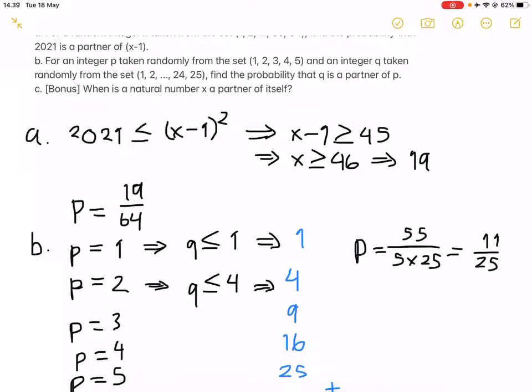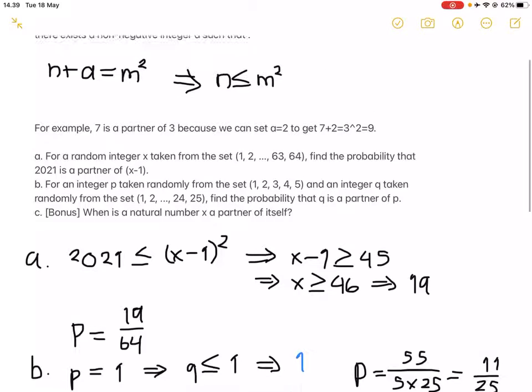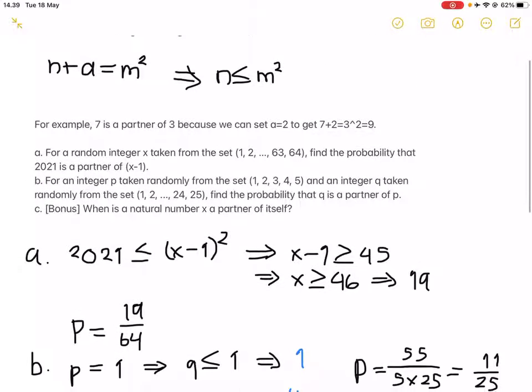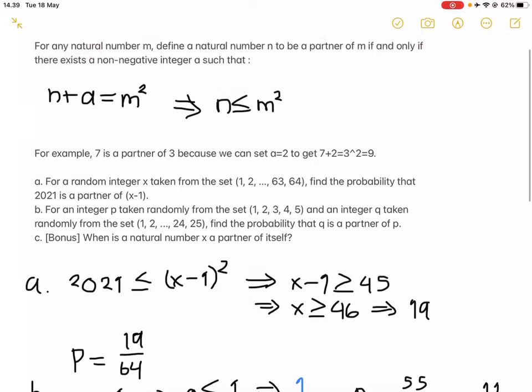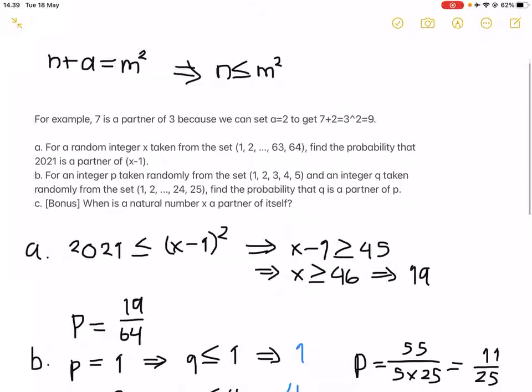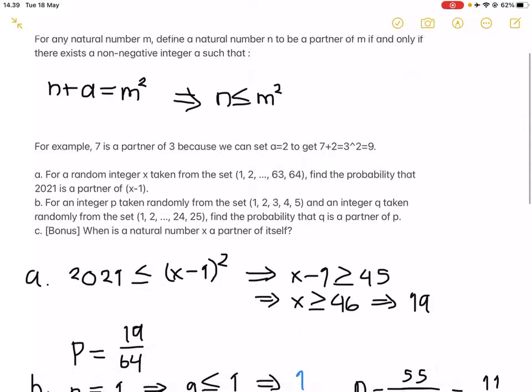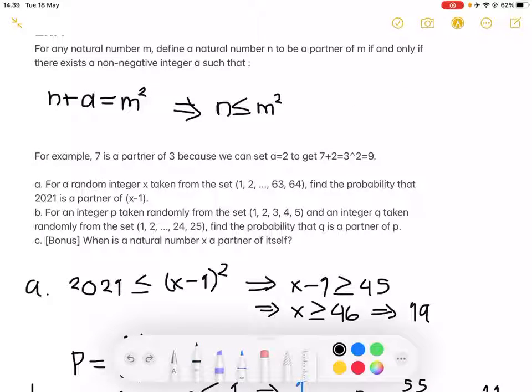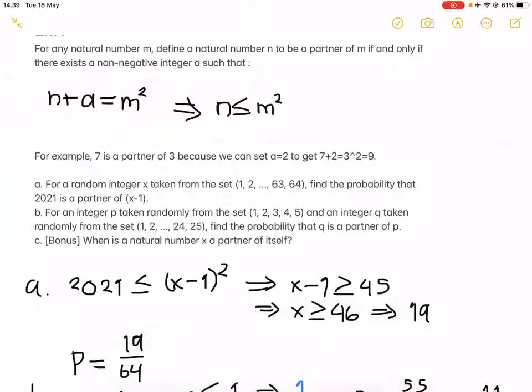Now I will leave question C as a bonus question, which is an exploration question. When is a natural number x a partner of itself? Or in other words, when is x a partner of x itself? Well, the clue here is to use our following equation right here and see what values you can get from that.